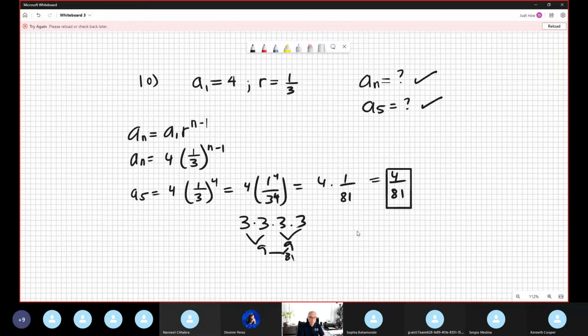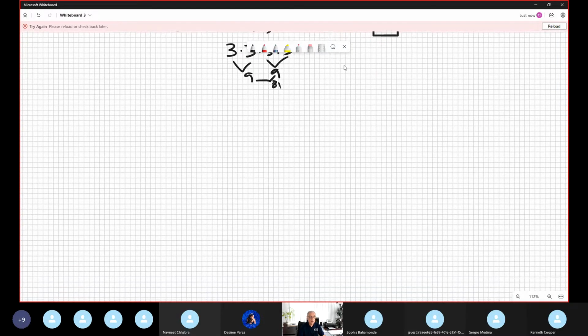Now 11. Number 11 says, again, it is a geometric sequence. A1 is -2, and the common ratio is -5. Okay, negative, everything is negative. Don't be scared of the negative.